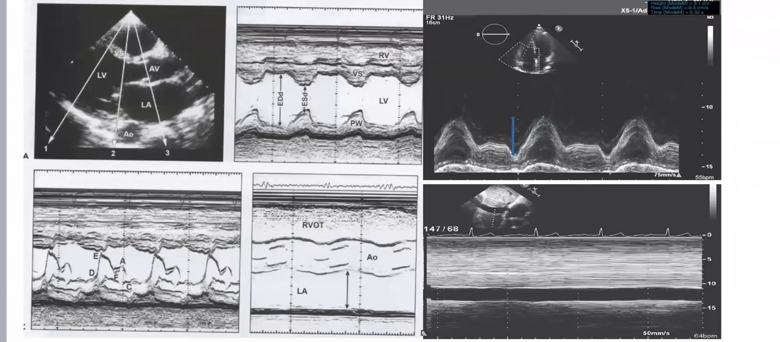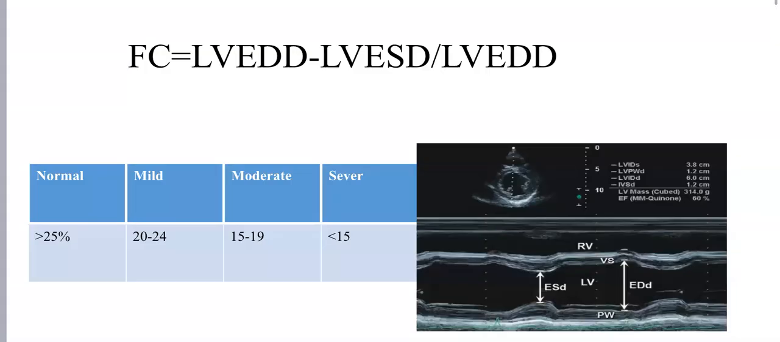Okay. The dimensions, the mitral valve M mode, the aortic valve and root M mode, and the TAPSE and the IVC. We don't get MAPSE, right? MAPSE is not used routinely. Okay. So what is fractional shortening?